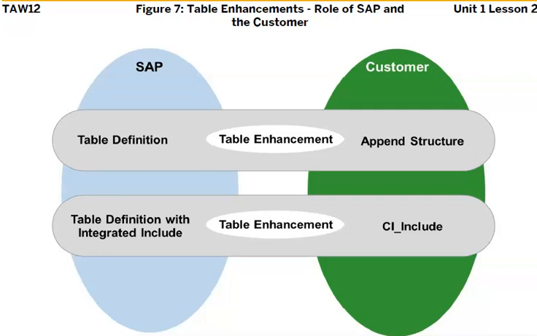So we have the table enhancements. Table enhancements can be done through two things: one is append structure and the other is CI include. Now what do I mean by that is, we can take a particular standard database table and we can add those fields. If any one of you have observed in some tables, I think you might have also asked me this question, some fields are in black color and some fields are in blue color. So you might have a doubt why they are coming in blue color. They are coming actually from either append structure or include structure.